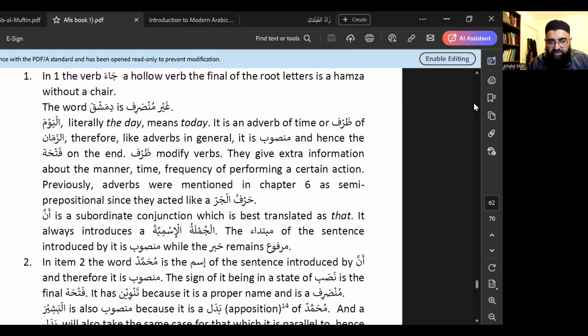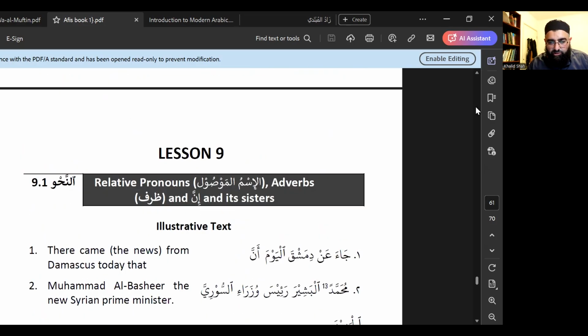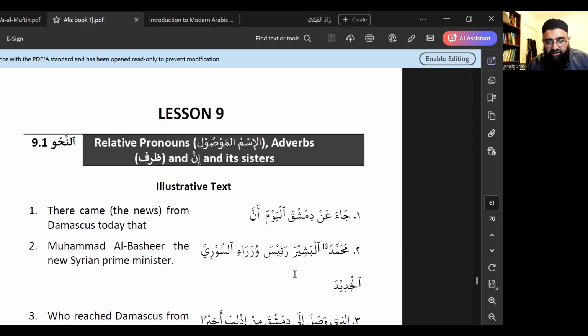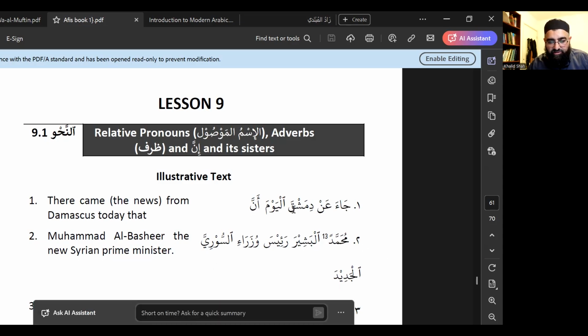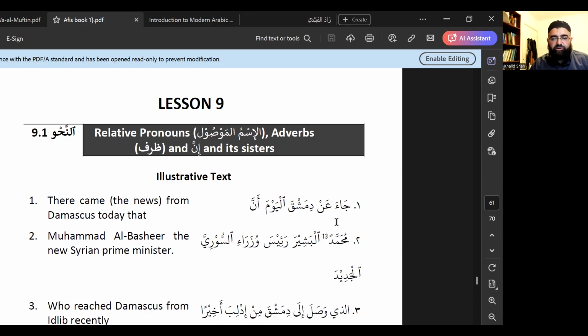Right? So if you have a look at the sentence here, notice that Muhammadan al-Bashira Ra'is Wuzara al-Suriya al-Jadida. So this is all one person, pretty much. Right? I'll explain that in a moment. It's one person and it's badal repeated over and over again. So Ja'a an Dimishqa, they came from Dimishq, al-yawma, today. Al-yawma takes fatha because it's giving information, it's the adverb of the fi'l.